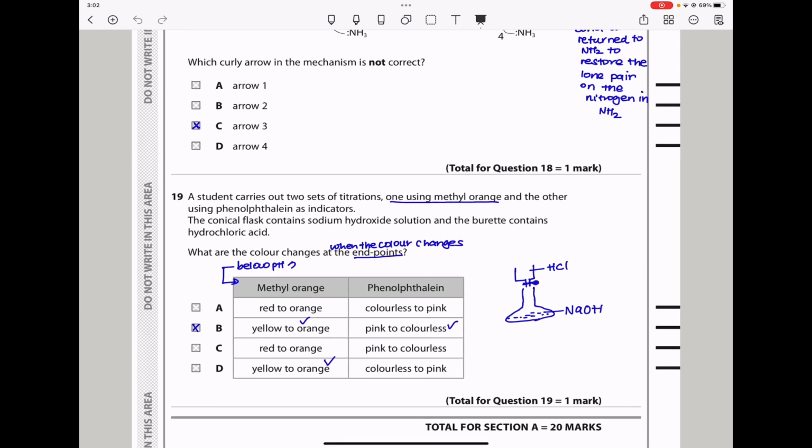In question 19, a student carries out 2 sets of titrations, one using methyl orange and the other using phenolphthalein as indicators. The conical flask contains sodium hydroxide solution and the burette contains hydrochloric acid. What are the color changes at the end point? With methyl orange, since we have sodium hydroxide, it's going to be yellow to orange. And with phenolphthalein in sodium hydroxide, it is going to be pink, and therefore it will turn colorless at the end. So the answer here should be a B. So this brings us to the end of section A. Let's continue to section B.